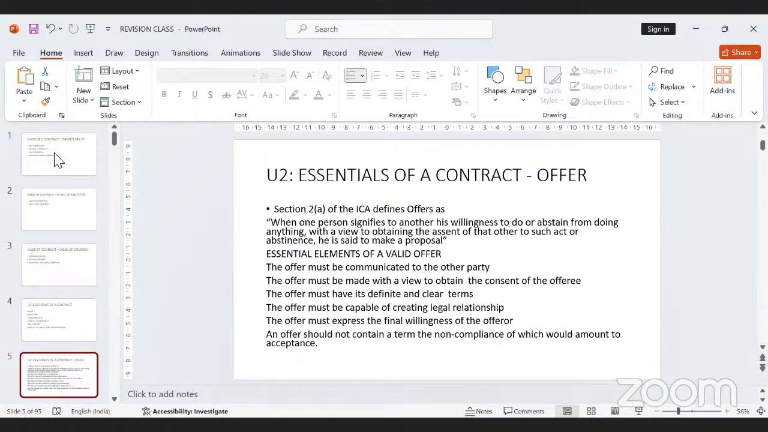And then the last one is an offer should not contain a term, the non-compliance of which would amount to acceptance. So for example, I tell X, will you buy my house? If yes, you tell me by today evening. If you don't tell me, I will think that you don't want to buy it. Or if you don't tell me anything, I will assume that you want to buy the house. Such kind of conditions should not be there in an offer. That cannot be called an offer. Right?